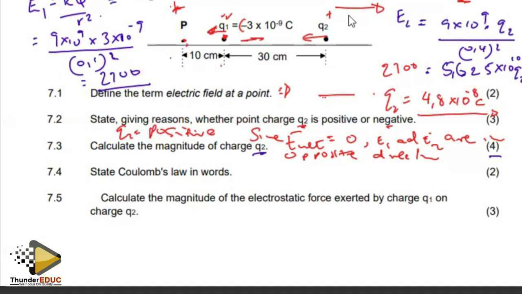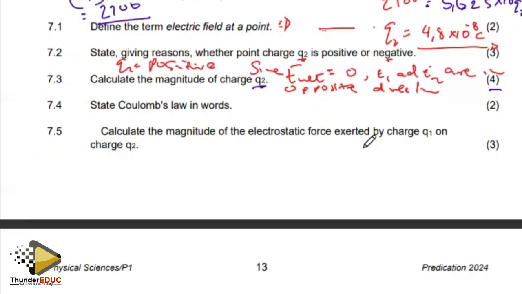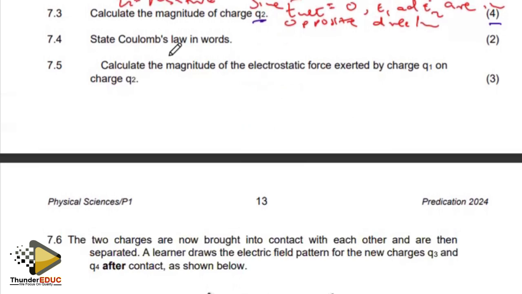Okay, or you can just give it to us as 480 microcoulombs. Yes, perfect. All right, then 7.4, state Coulomb's law in words.